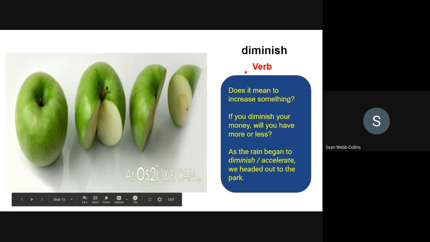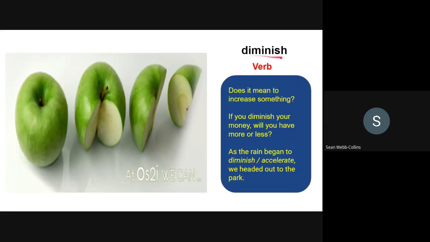Diminish. Verb. Does it mean to increase something? No. It means the opposite. It means that something is being reduced or lessened. For example, the quantity of this apple is diminishing with each frame. It is becoming smaller.